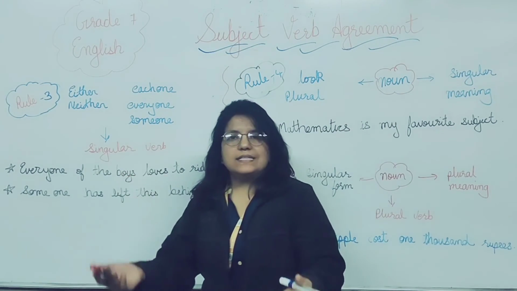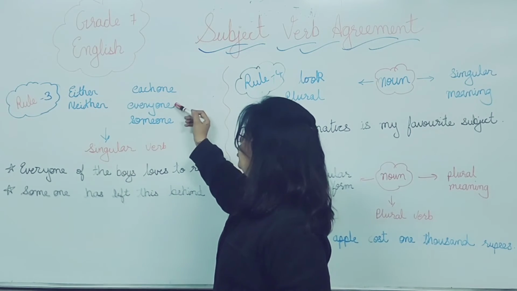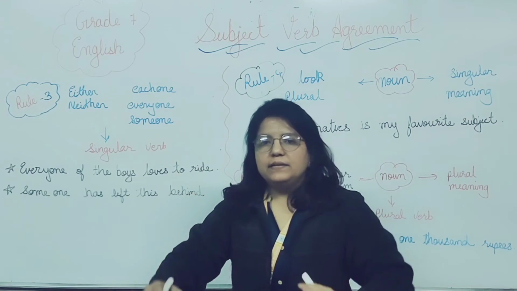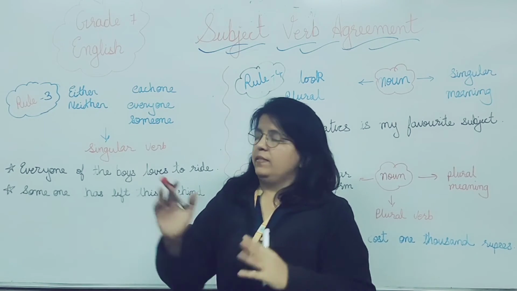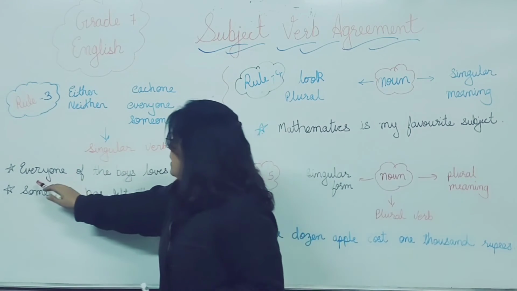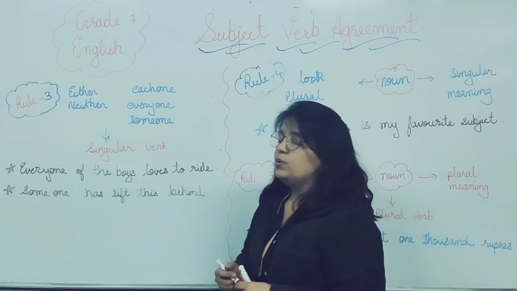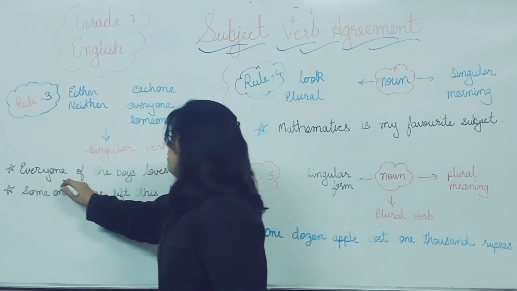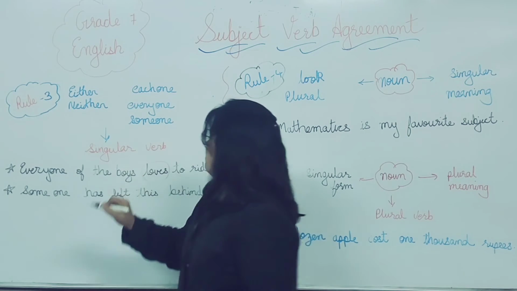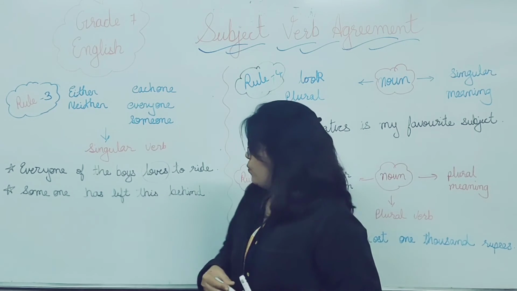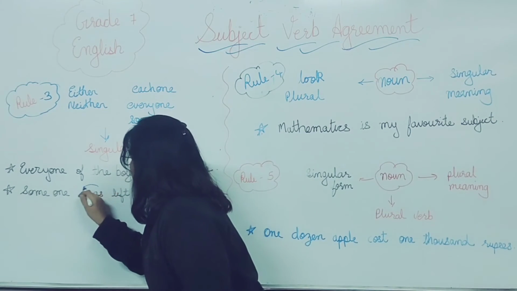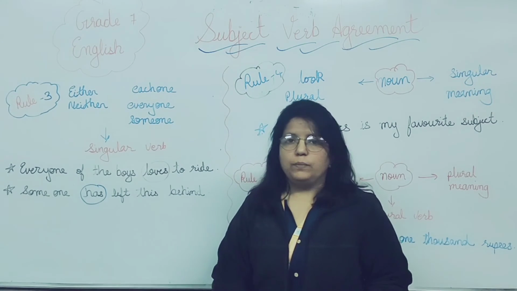Now when words like either, neither, each one, everyone, someone, anyone, these types of words are there in the sentence as a subject, then we use a singular verb with them. Like, every one of the boys loves to write. Everyone means everyone is there. That's why, of the boys loves to write. That's why we have taken a singular verb. Someone has left this behind. Someone. And we have taken a singular verb.